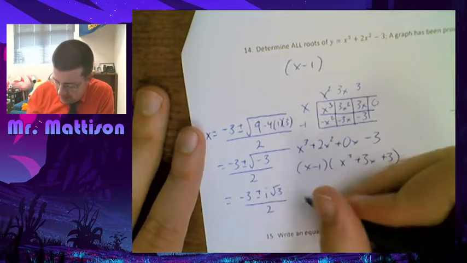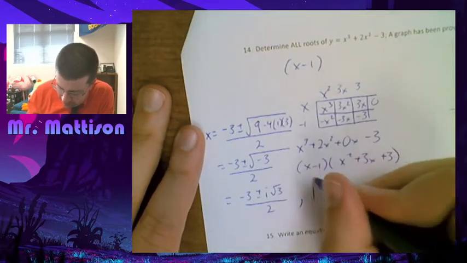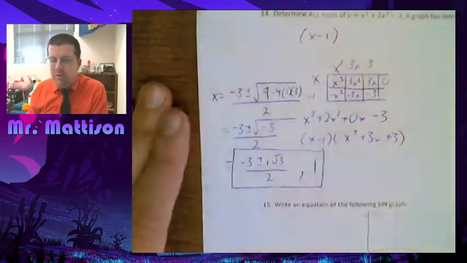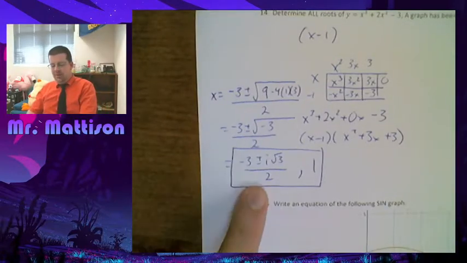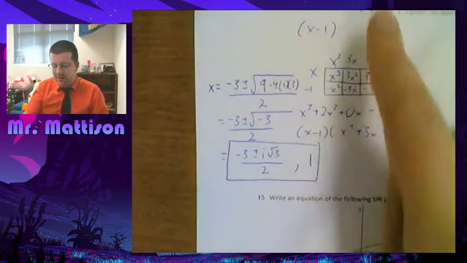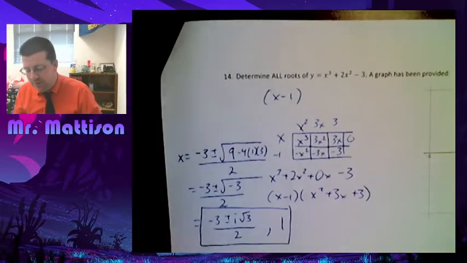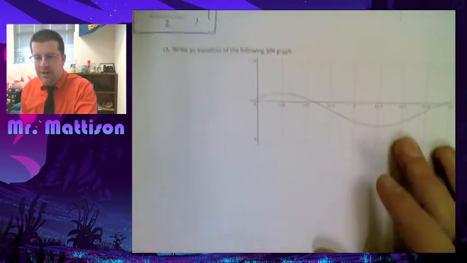So that, as well as 1, are my roots. So I have my 2 complex roots and my 1 real root, which makes sense because I should have 3 roots total from the x to the third power. So down to number 15.